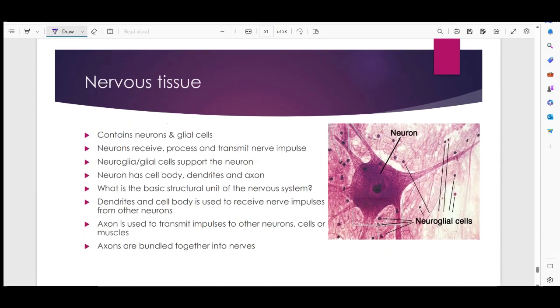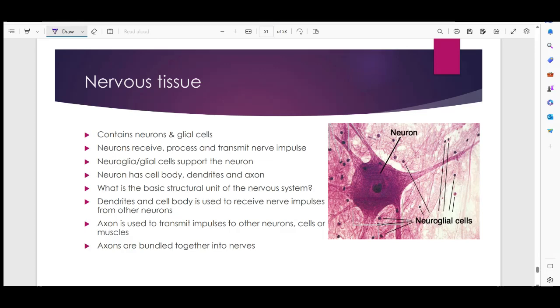Next, we have to start nervous tissue. So this is very important. Again, I mentioned on the first day that this animal tissue part is the foundation of everything that we are going to study later. So nervous tissue will come back again in the nervous system.